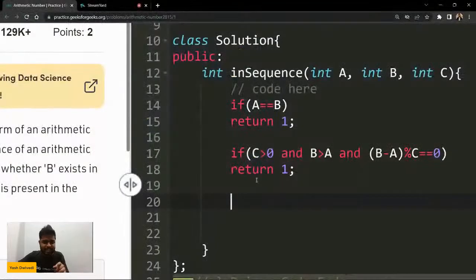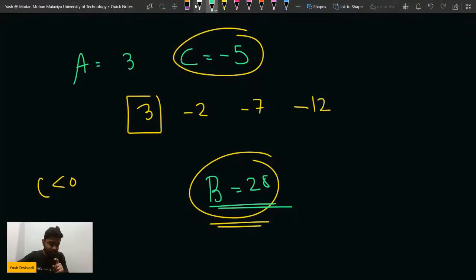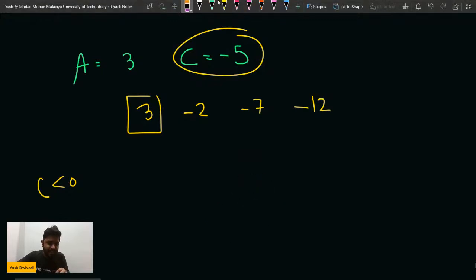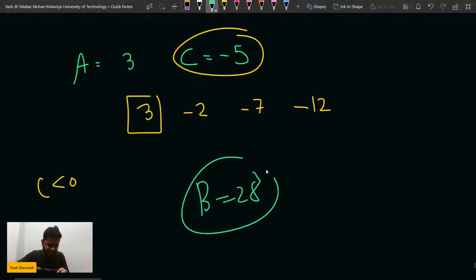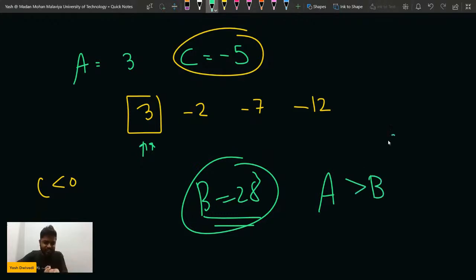No. So in this case, if c is negative, if the common difference is negative, I will expect that b will be less than a. Please write +1 in the chat. Everyone agrees? In that case, b has to be less than a. If b is, let's say, 28, then I will not even check, because if a is 3 and the series is decreasing, can I have b is equal to 28? No. So basically a will be greater than b every time when the c value is negative. I hope Abhishek is also clear with this.